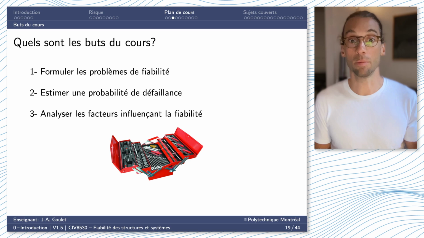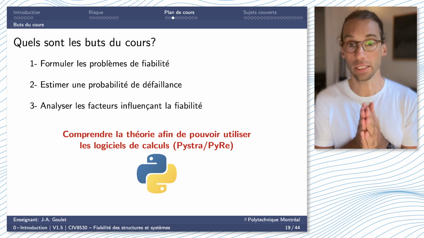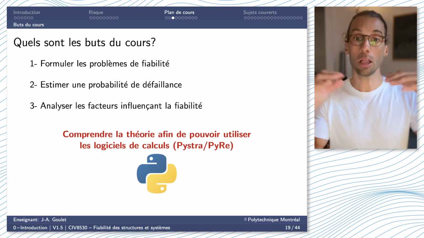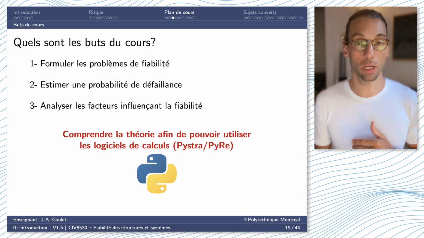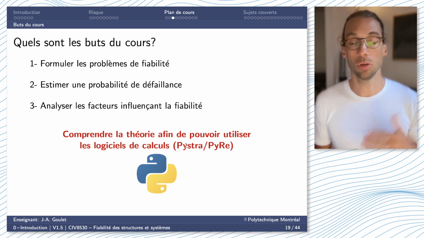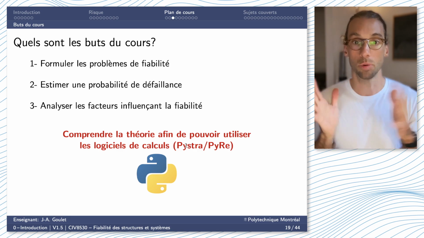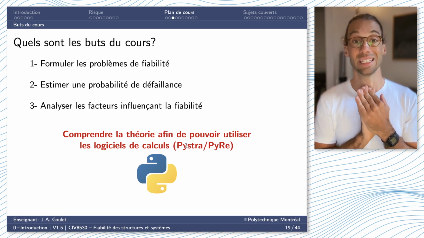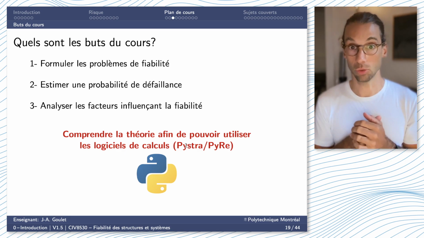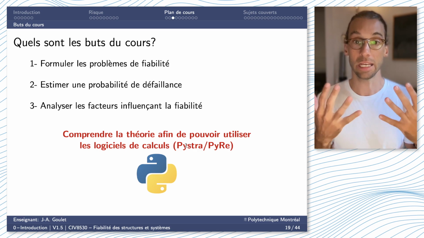So once you've computed the probability of failure, how do you act upon it? The goal of this is to be able to understand all the theory behind what is already available in common libraries such as Pystra or Pyre, where you can compute with those Python libraries all the quantities associated with probability of failure. I want you to understand what is behind so that you can then safely use those existing tools, not as a black box, but as something where you understand the key theory behind.